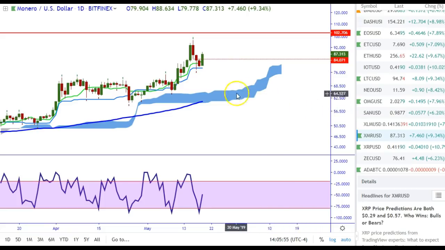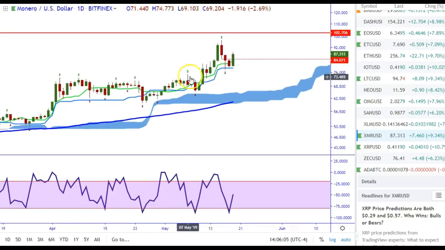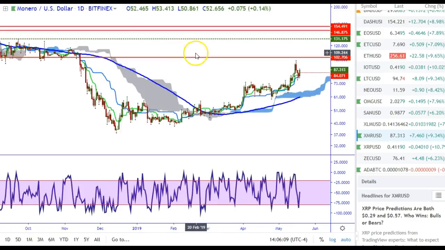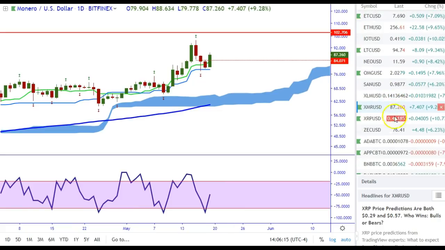Monero US dollar. Already showed you. You could see where our entry was pretty much right there at the 84.071 level. We're triggered already. Then you have a stop loss slightly below, shooting for your target at your two target here. And I think the overall target is this level up here at 102.706. So these are things we talked about yesterday. Just recapping and looking at what they look like now.